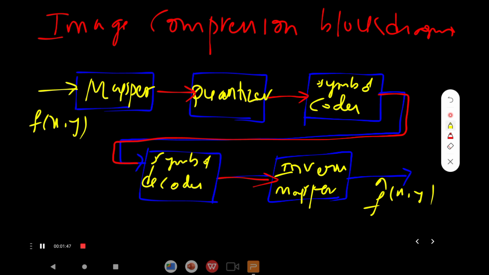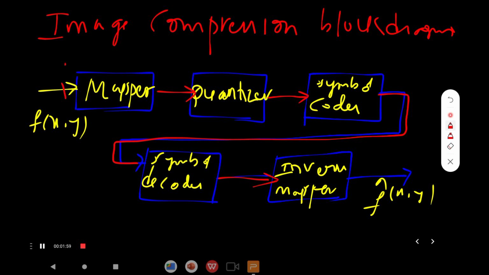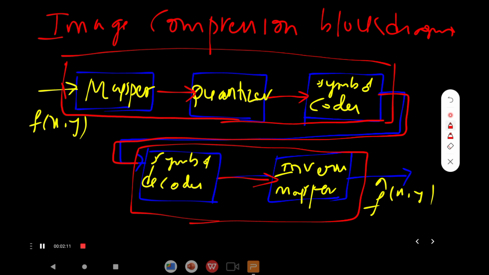Let us move on to the block diagram of image compression. It consists of two parts. The red line represents the encoder. This block is generally called the encoder, and the block below represents the decoder. This part is the encoder, this part is the decoder. The encoder basically consists of three blocks: the mapper, the quantizer, and the symbol coder. Coming to the decoding process, it mainly consists of two blocks: the symbol decoder and the inverse mapper.